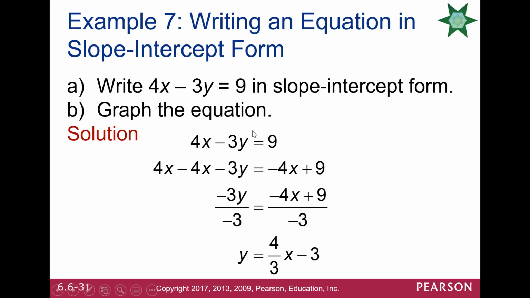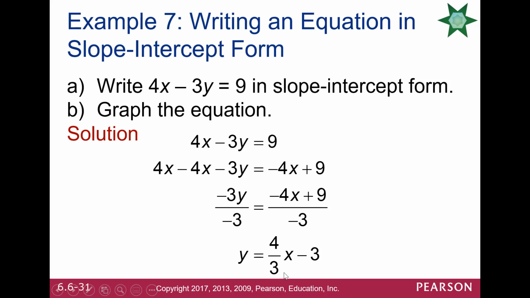So for example, here we go first. 4x minus 3y is 9. I want to solve for y. So the first thing I need to do is subtract 4x from both sides. Then I'm going to divide by the negative 3 so that I can just have y equals and everything's on the other side.